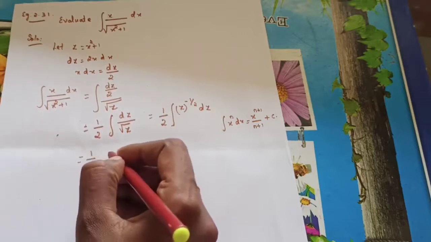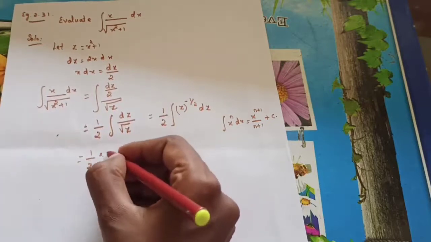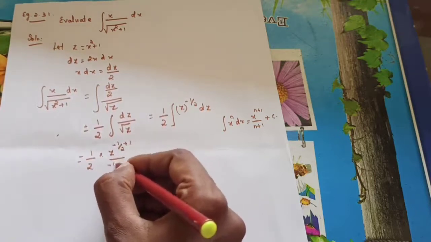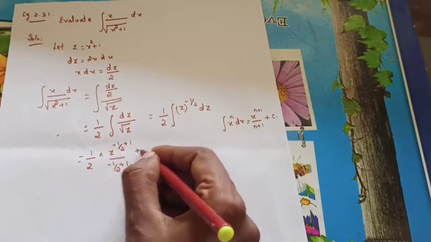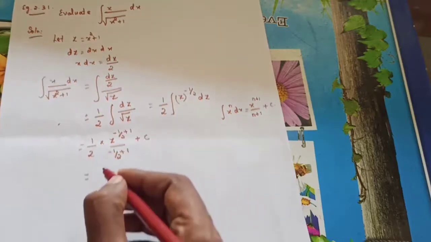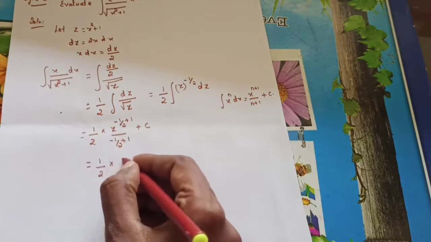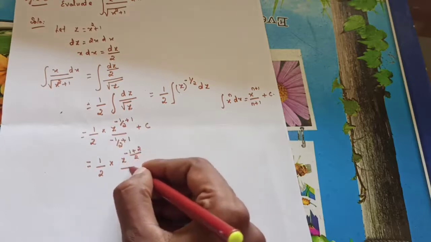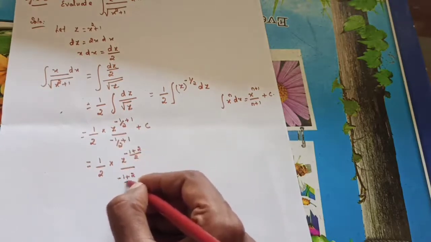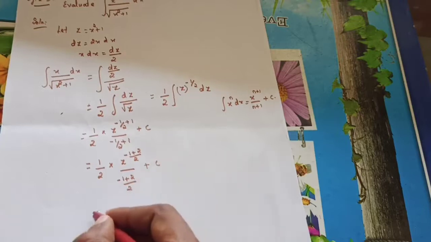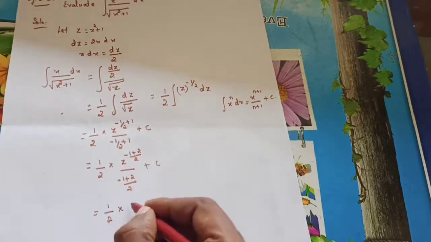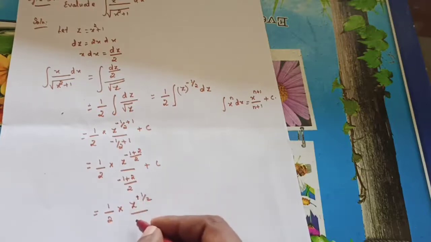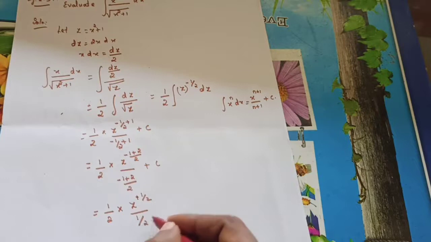So what is the value? You get 1 by 2 z power minus 1 by 2 plus 1 divided by minus 1 by 2 plus 1, plus c. That is equal to, what's the value? 1 by 2 into z power minus 1 plus 2, correct, divided by 2, same as in the denominator, minus 1 plus 2 divided by 2, plus c. So that's equal to 1 by 2 into z power minus 1 by 2, sorry, plus 1 by 2, correct? Power 1 by 2 plus 1 by 2 plus c.